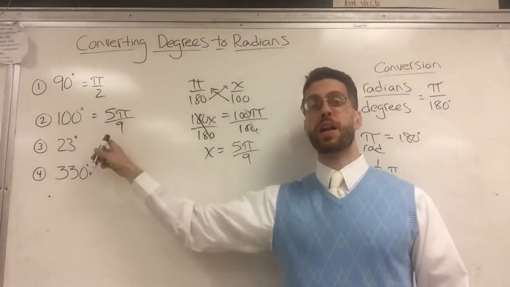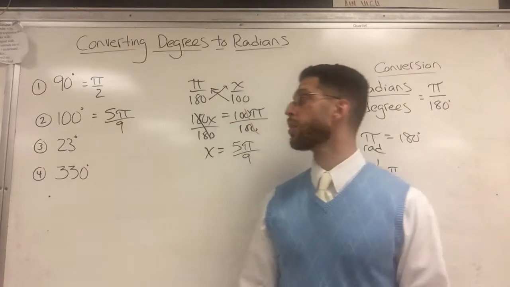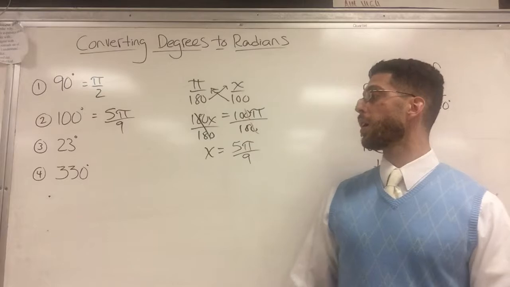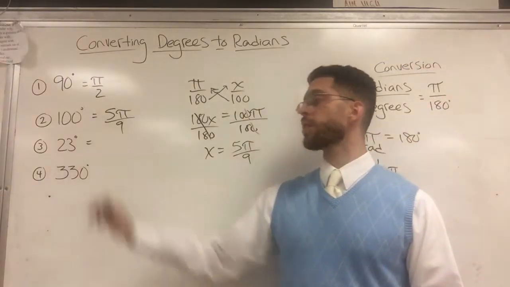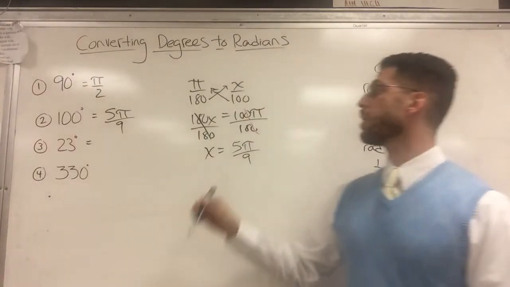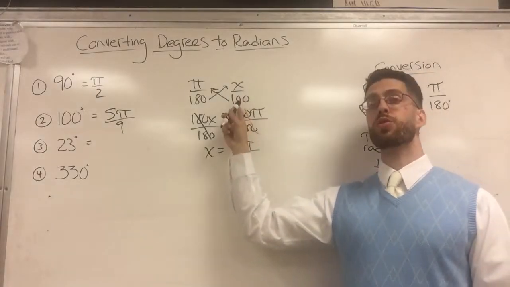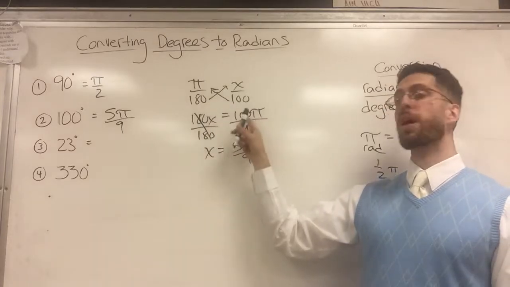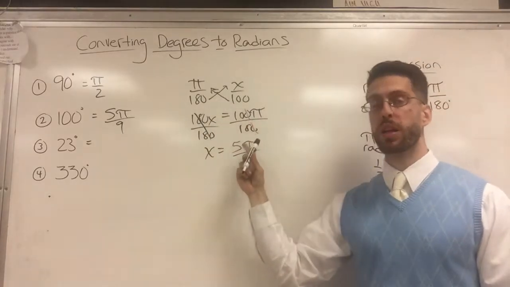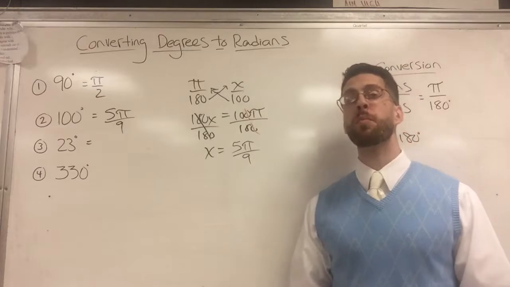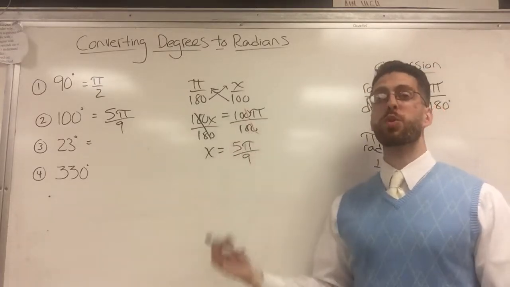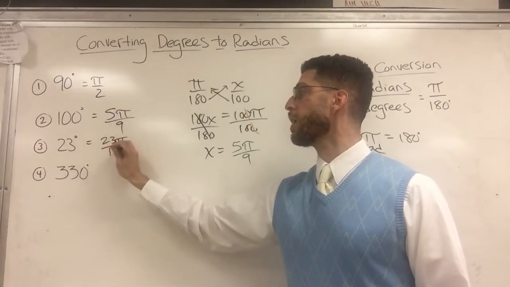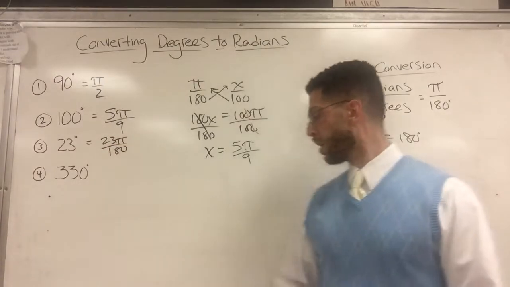100 is really 5/9 of 180. Don't believe me? Plug in 180 here, and it should work out. What about something like 23 degrees? That's even crazier. Well, you could play the same game. Just replace the 100 with 23, cross multiply, and you'll get 23 pi over 180. But 23 is a prime number, so there is no GCF, you can't reduce, and you're left with just 23 pi over 180. And that's okay too.